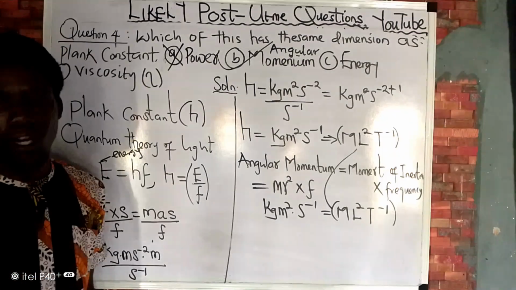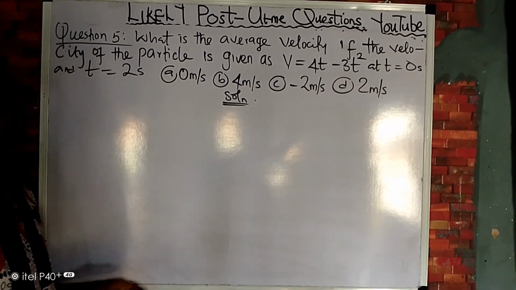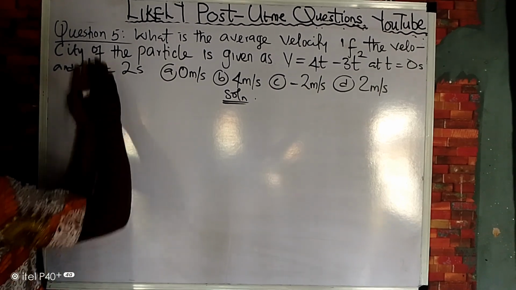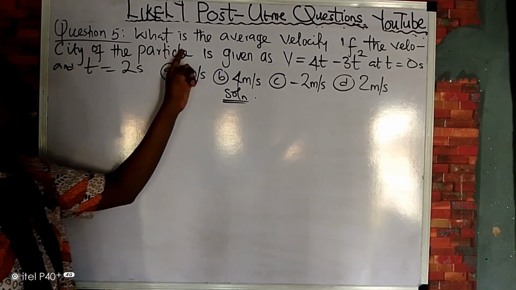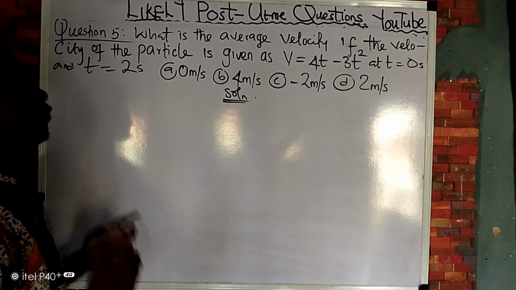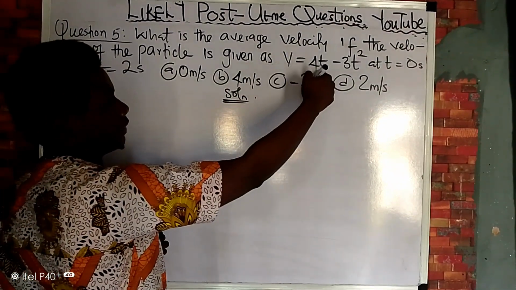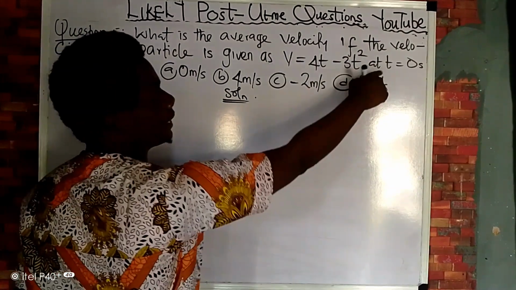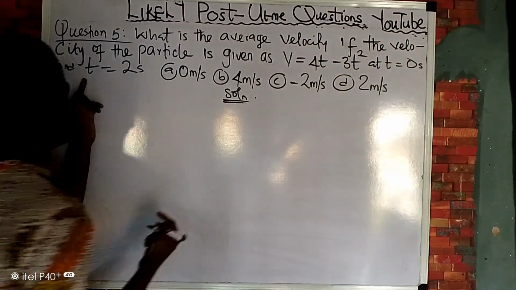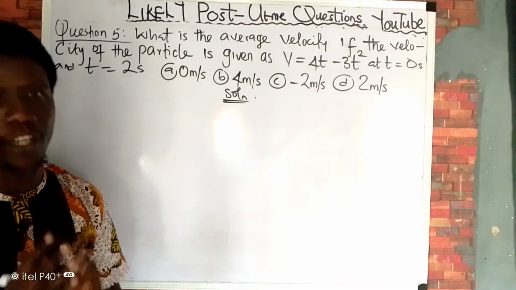Let's quickly take other questions for today. Now, let's take question number 5. According to question number 5, what is the average velocity if the velocity of a particle is given as 4t minus 3t squared, at t equals 0 seconds and t equals 2 seconds? What is the average velocity?